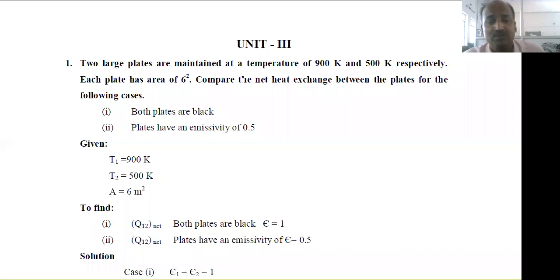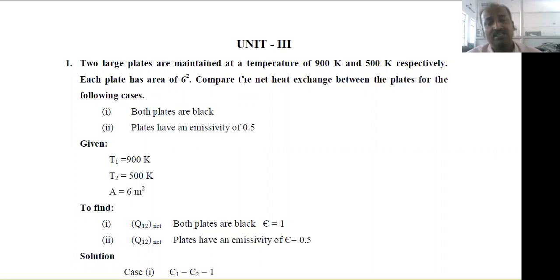So here one thing we have to remember is that when it is a black body, the emissivity is always equal to 1. It is not specifically mentioned in the problem. However, it has to be assumed that by default, the emissivity of the black body is 1. Whereas the other body is a gray body, whose emissivity is half of the black body, that is equal to 0.5.